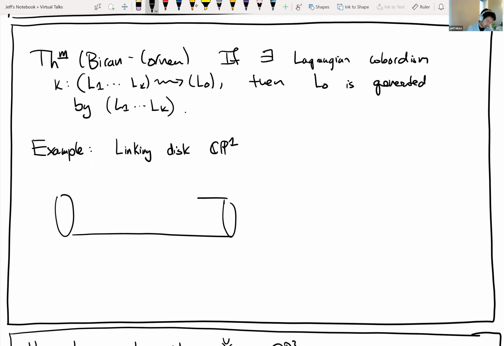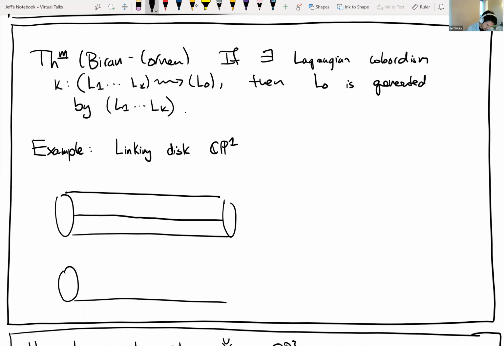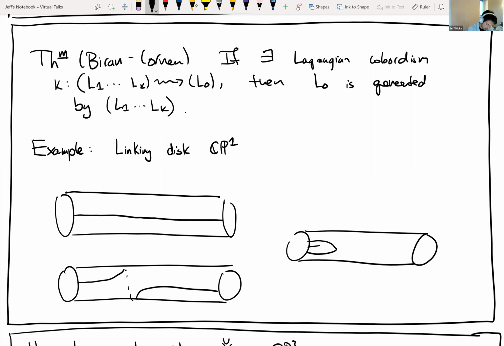So, for example, there exists a Lagrangian cobordism whose ends are these three Lagrangians over here. I have my indexing a little bit different: L0, L2, and L1.